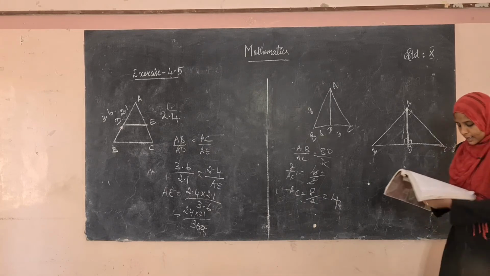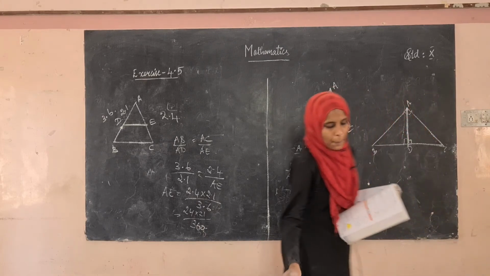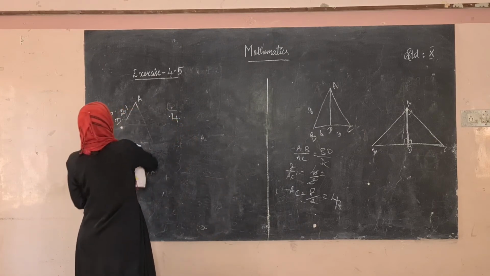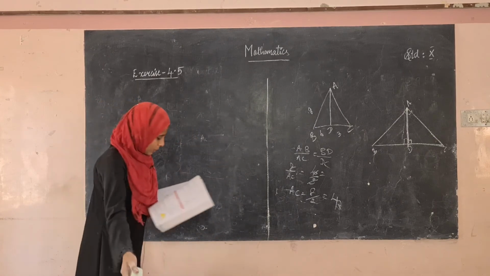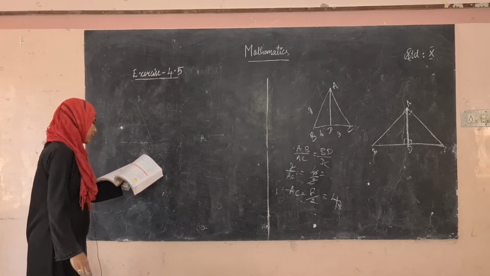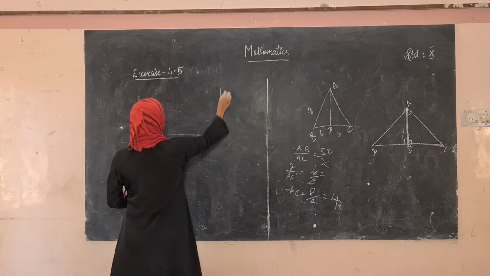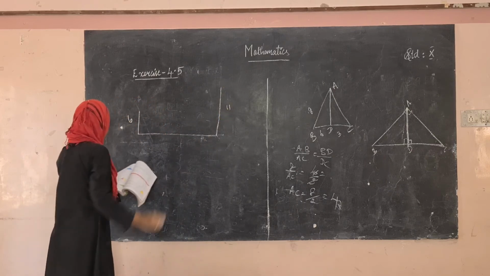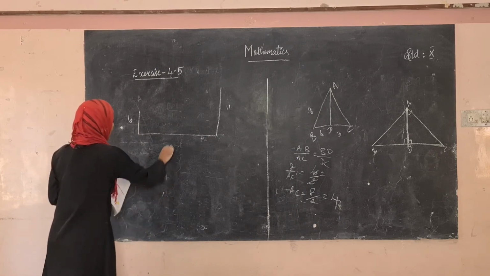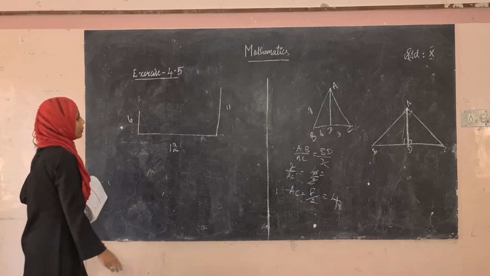Okay, and then the ninth sum, two poles of height 6 meter and 11 meters. This is a type of sum you have seen in your exercises. Two poles of height 6 meter and 11 meters stand vertically on a plain ground. So there is a plain ground. This is the 6 meter pole and this is the 11 meter pole. If the distance between the feet is 12 meter, what is the distance between their tops?